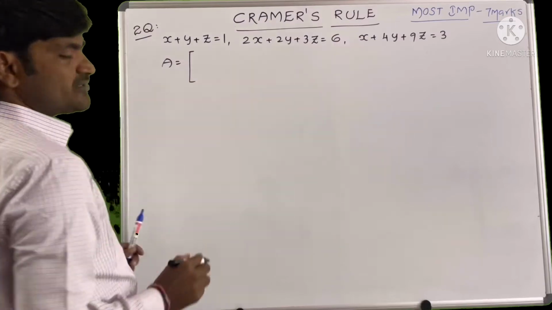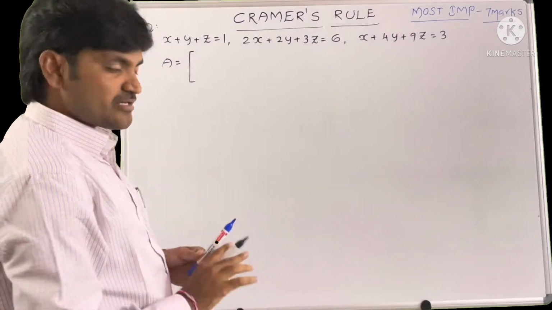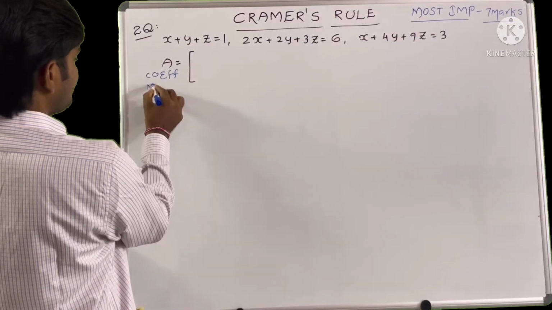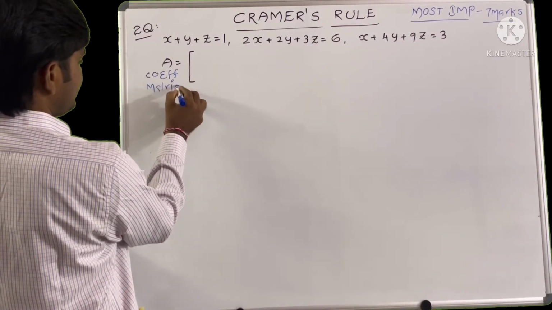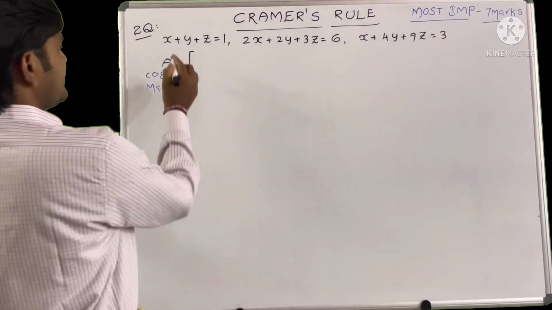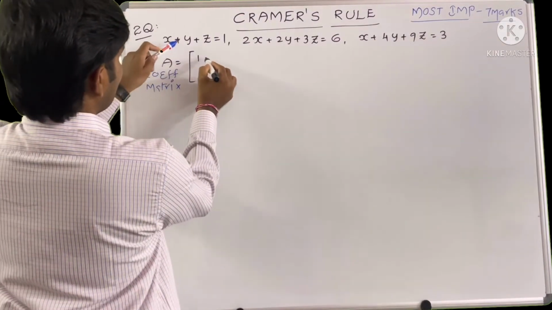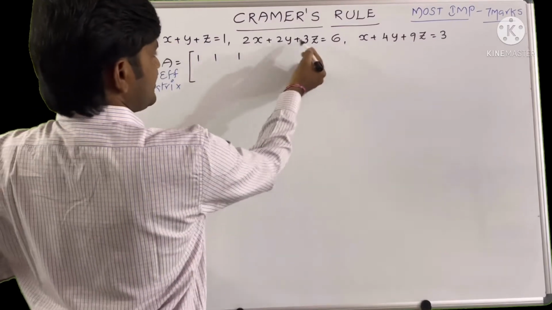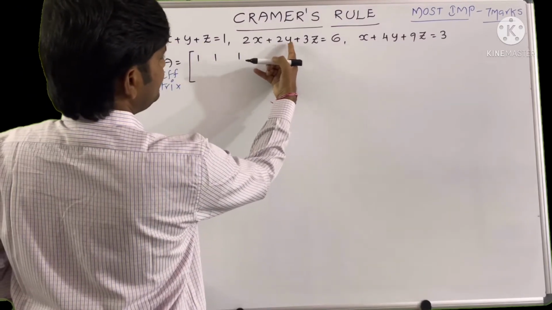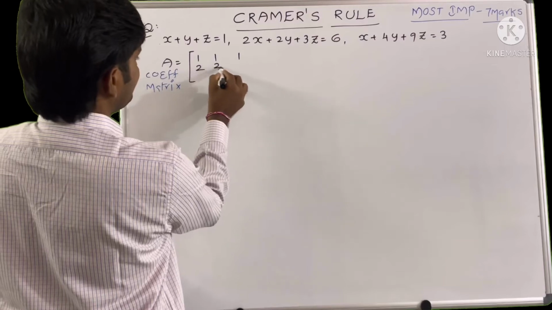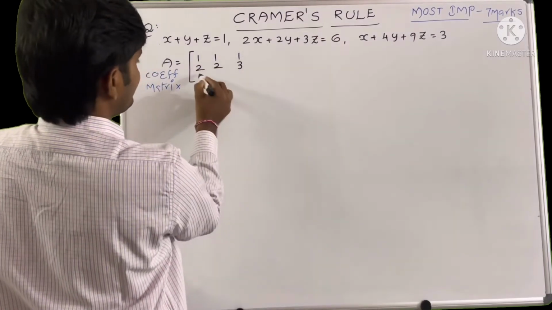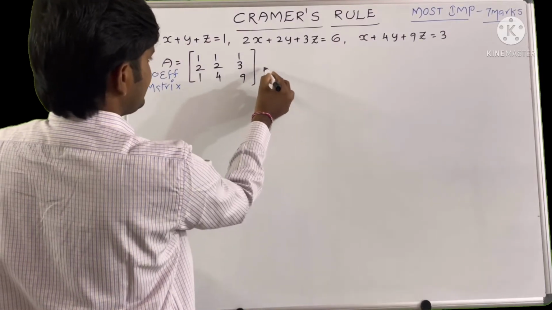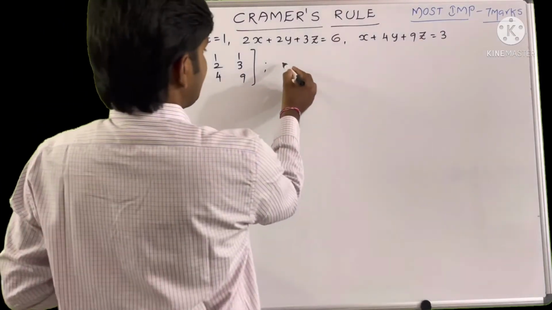A means the coefficient matrix. Let's start. x coefficient is 1, y coefficient is 1, z coefficient is 1. Similarly here 2, 2, 3, and there 1, 4, 9. So this is A.